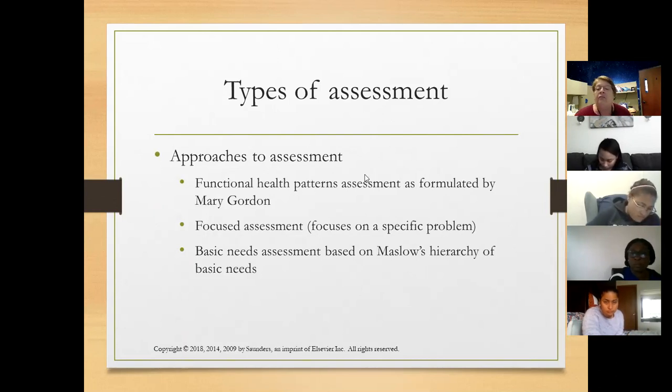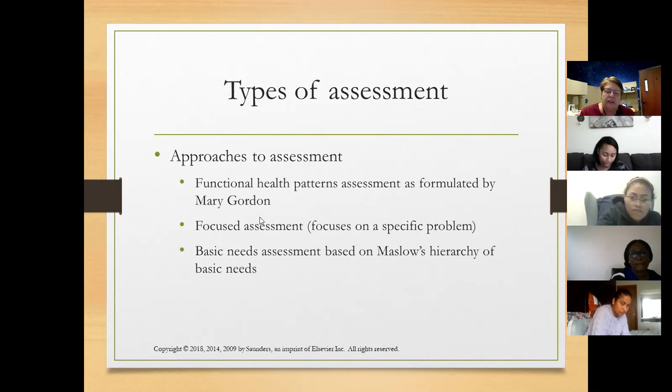A focused assessment focuses on a specific problem. So if you have a patient who's complaining of nausea and abdominal pain, it really doesn't matter how they were sleeping, or whether they can get up and walk across the room. Right now, we're going to focus on the abdomen, the GI system. That's a focused assessment. We don't need to figure out whether they're alert and oriented. We need to find out if they have bowel sounds, when the last time they ate was, and when the last time they pooped was.